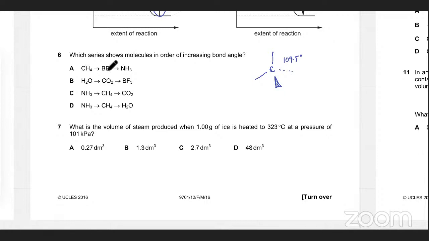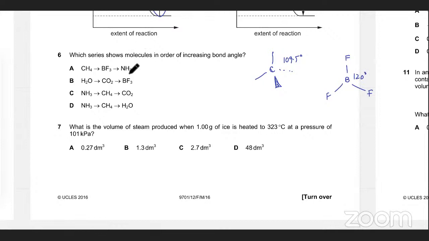BF3 just has 3 bonds. Make sure you count the lone pairs. Boron will not have any lone pairs. Why? Because boron just has 3 electrons, and all 3 of them are bonding. So there's no electron left. That is going to be trigonal planar, and the angle in that case would be 120 degrees.